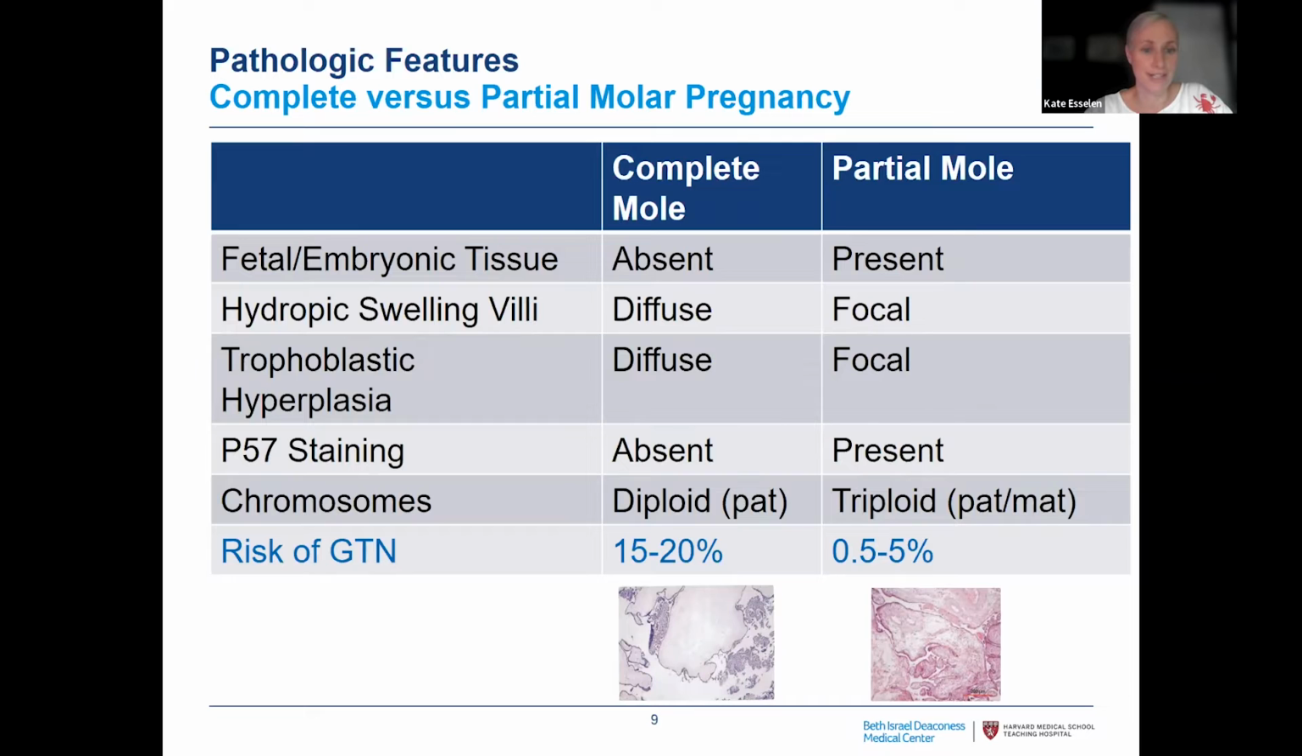So therefore, it makes sense that in the complete mole, you would not get any staining for P57 if you stain the tissue with markers for this, because there is no maternal DNA present to express this. Whereas in a partial mole where you have both paternal and maternal DNA present, you're going to see P57 staining.